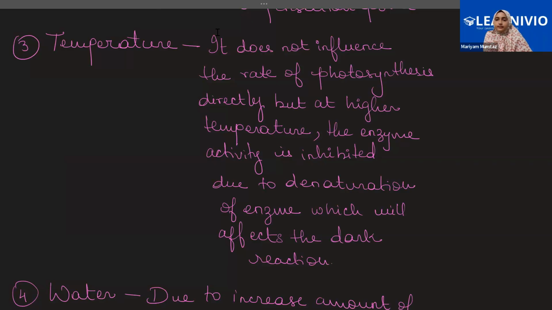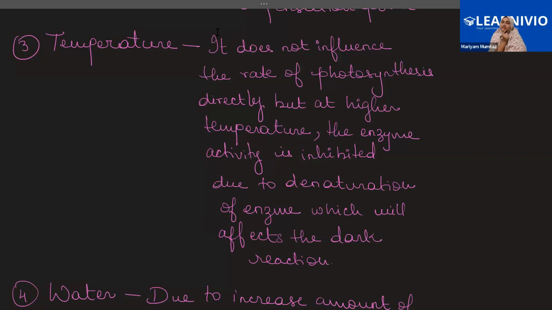They're inactive. They get inactive, right? Both the situations are detrimental, meaning it's bad for the enzyme. So temperature will not directly affect photosynthesis, but indirectly it will. If high temperature is there, the enzymes will not work efficiently. If very low temperature is there, then also the protein will not work efficiently.